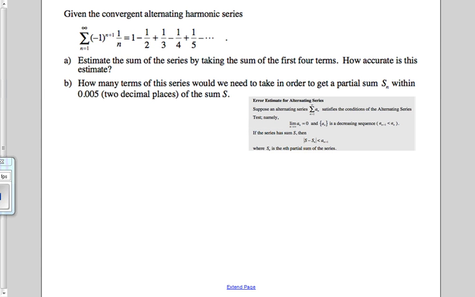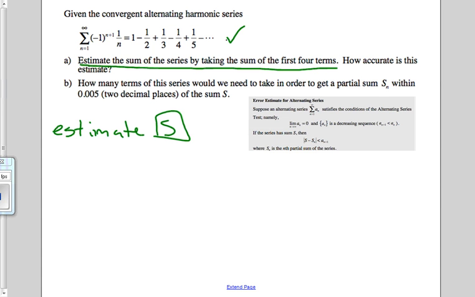So we've got this alternating harmonic series that we've looked at, and it says estimate the sum of the series by taking the sum of the first 4 terms. So we want to estimate s, and we're going to estimate s by finding s sub 4.